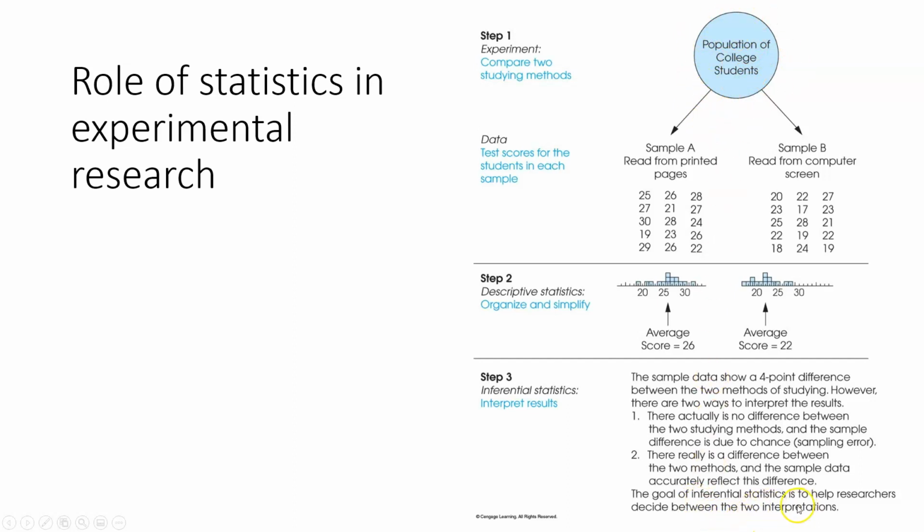And the goal of inferential statistics is to help researchers decide between those two possible interpretations, so we can know with relative confidence if there really is no difference or if there really is a difference.